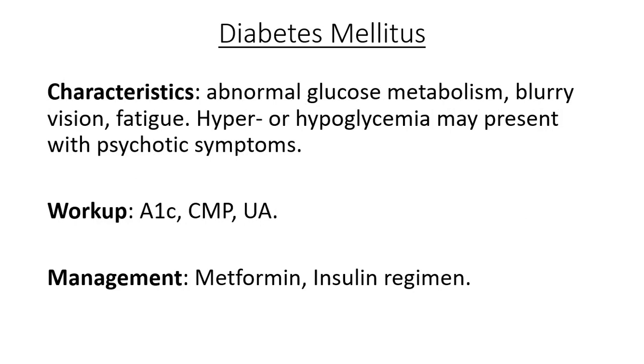Hyper or hypoglycemia may present with psychotic symptoms. Key characteristics here are an abnormal glucose metabolism, blurry vision, and fatigue. The workup would include a fasting blood glucose, A1C, complete metabolic panel, and urinalysis. Management includes the correction of the blood glucose abnormality.